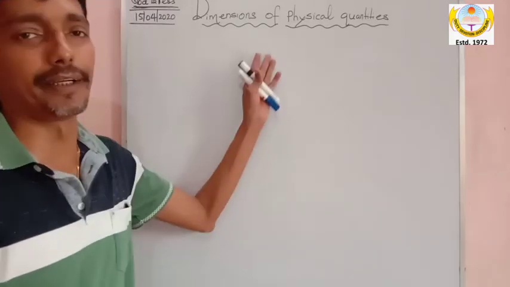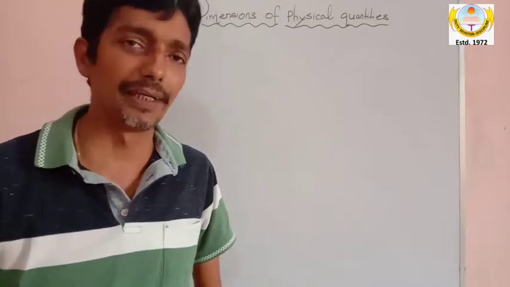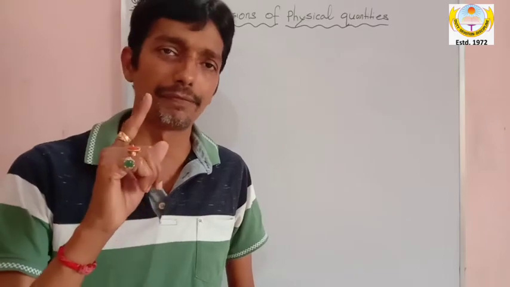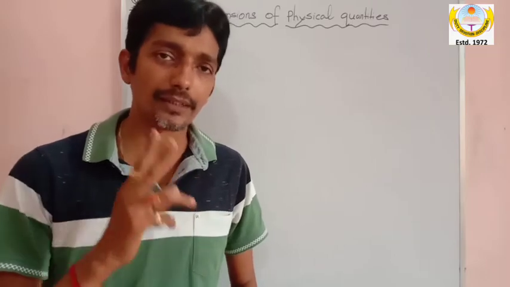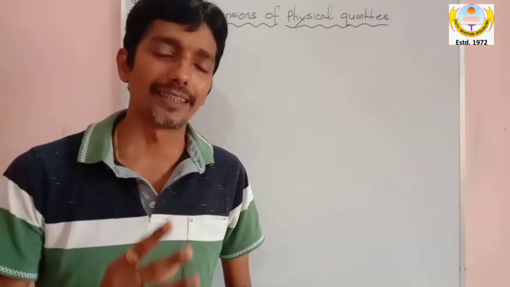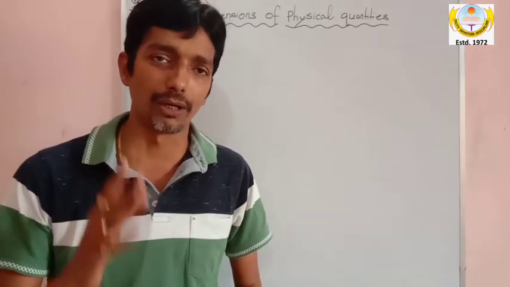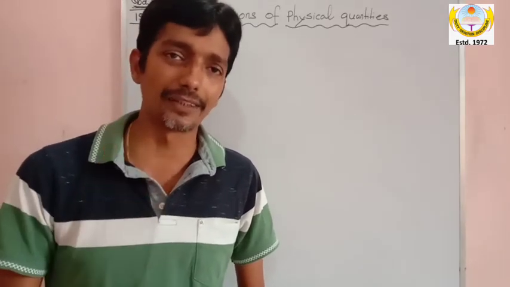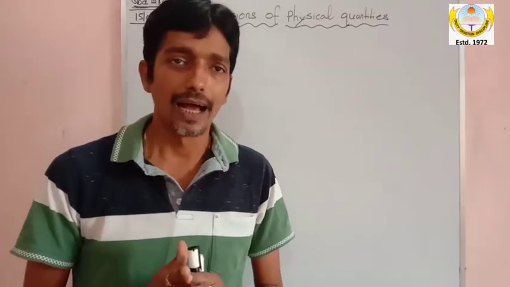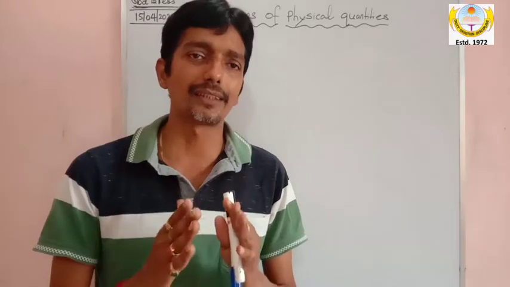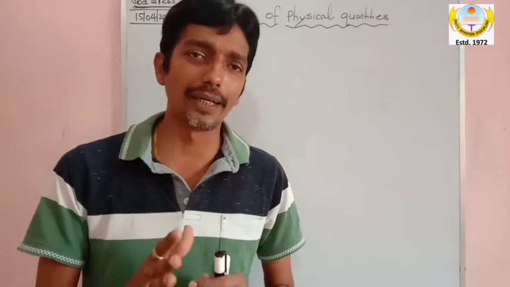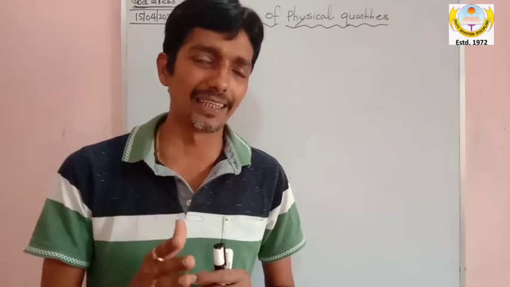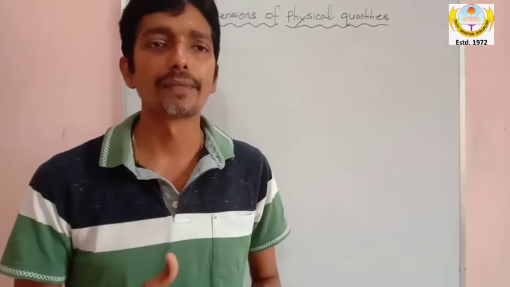My dear, today the topic is dimensions of physical quantities. If you remember, in the last video I told you about the dimensions of derived physical quantities: area, volume, density, velocity, acceleration, and momentum. I hope I have completed the six derived physical quantity dimensions very well. Let us today again start with the dimensions of acceleration and momentum in this video.